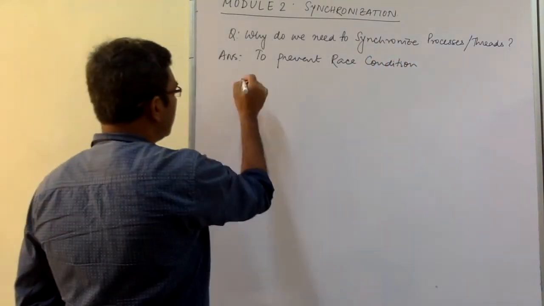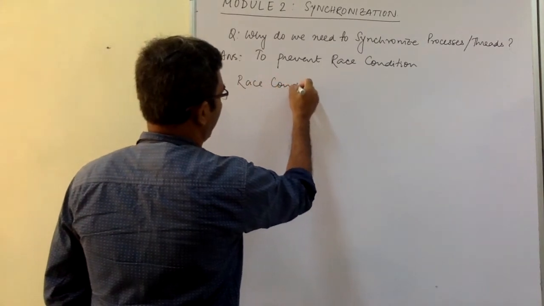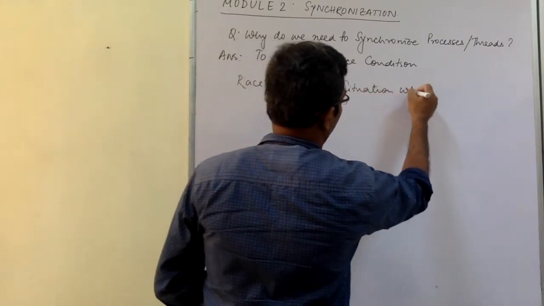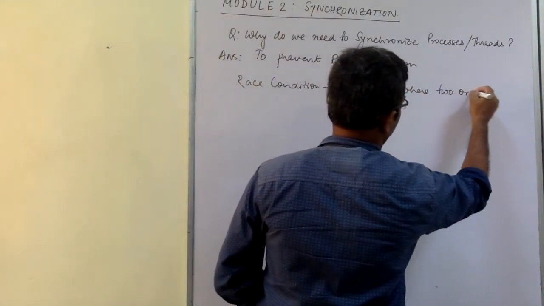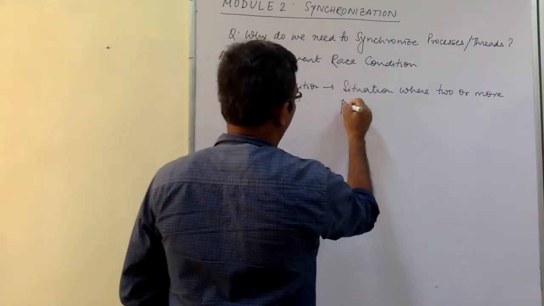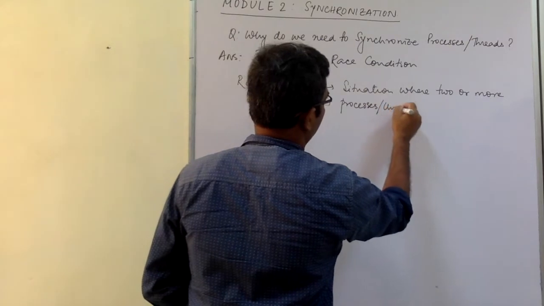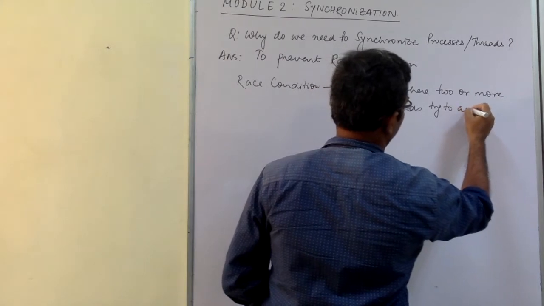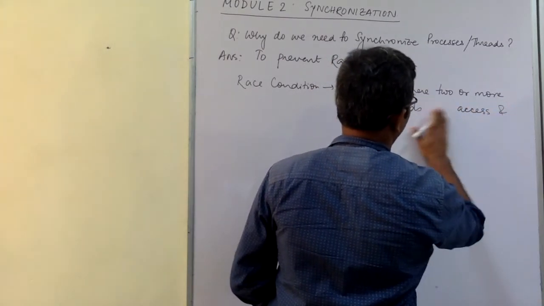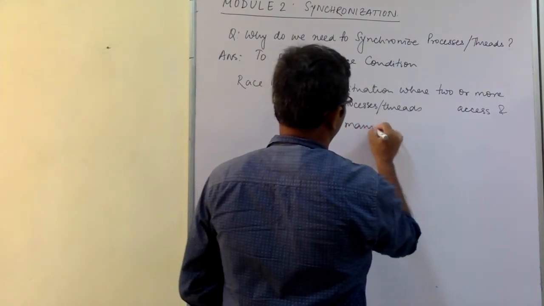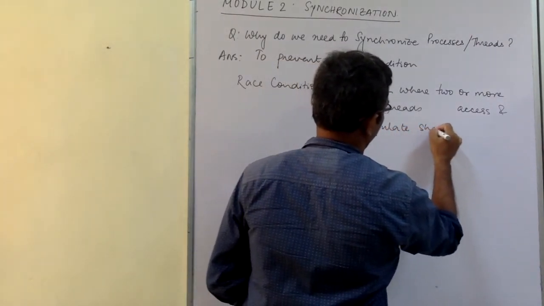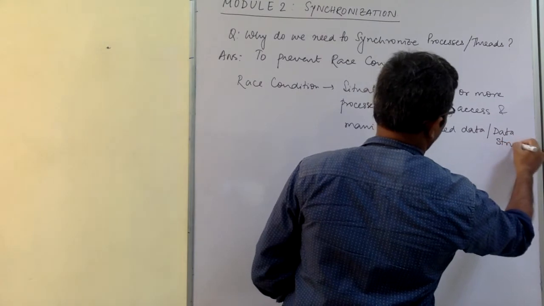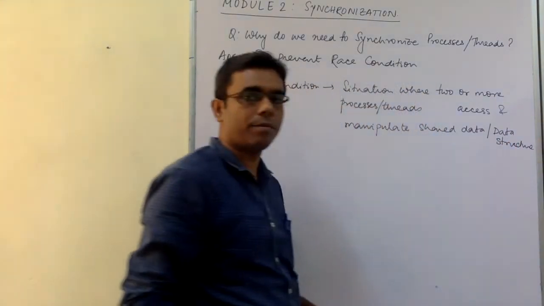What is race condition? It's a situation where two or more processes or threads, you can say, processes or threads, access and manipulate some shared data or data structure. So this is the problem that we have.